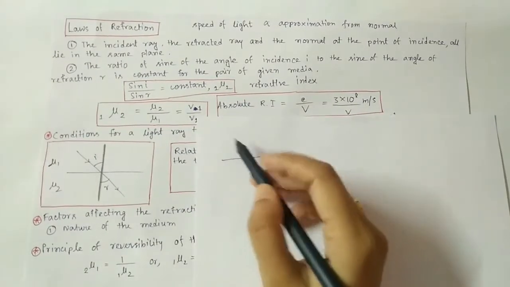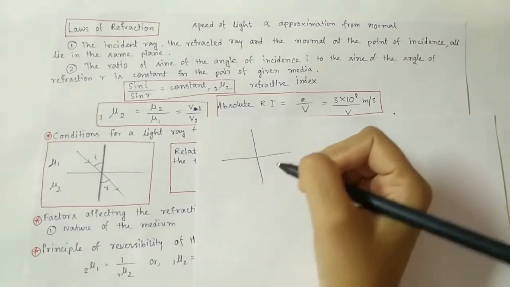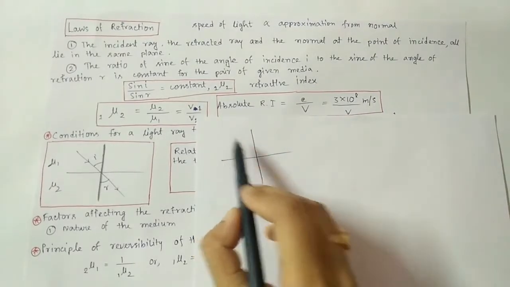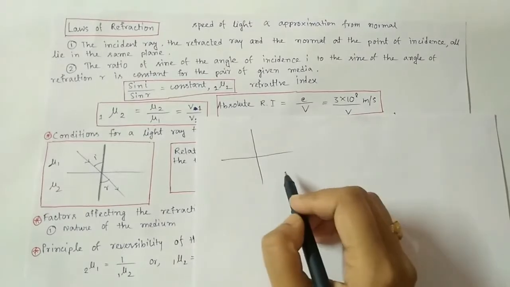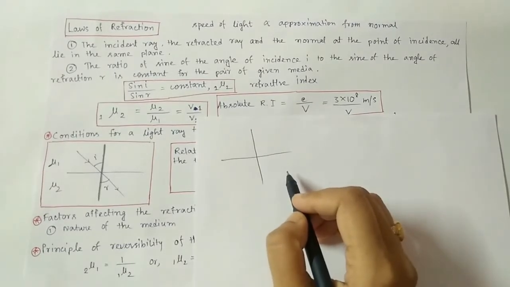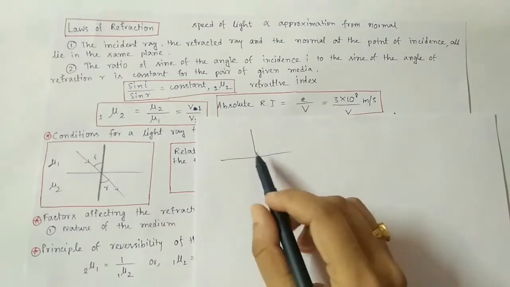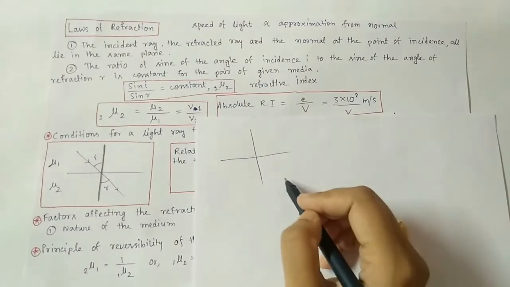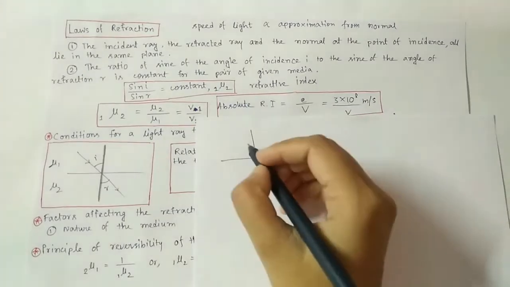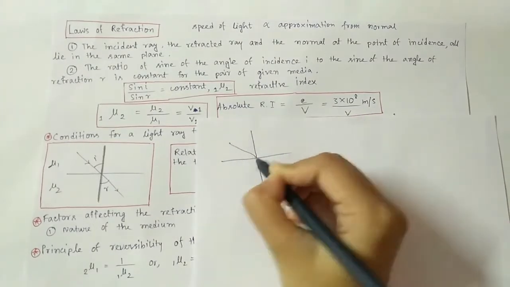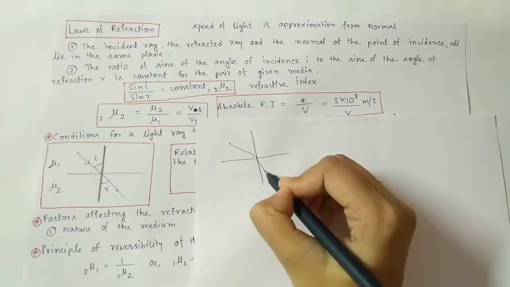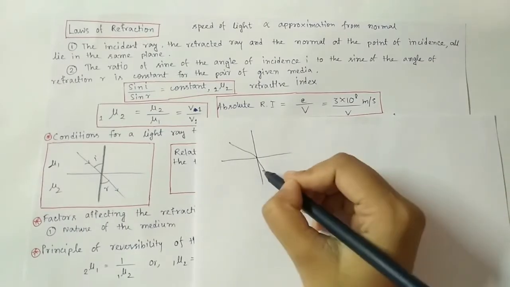Suppose light is passing from this medium to this medium, and this is a normal. The second medium is optically denser than the first medium. That is why the velocity of the light ray in the second medium slows down and it will slightly bend towards the normal.